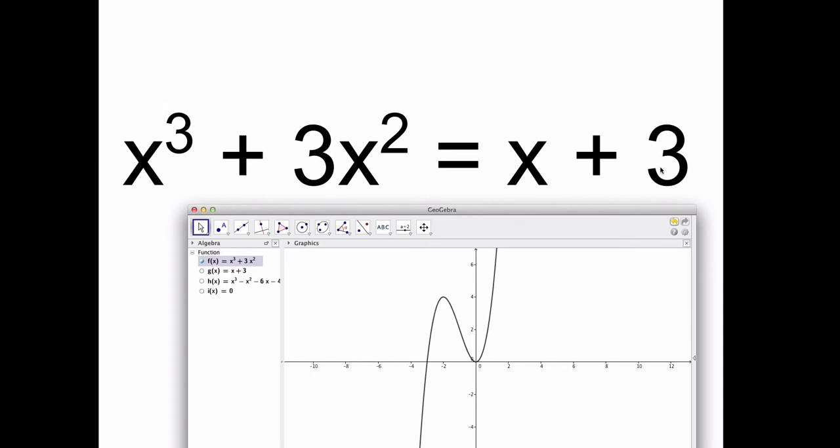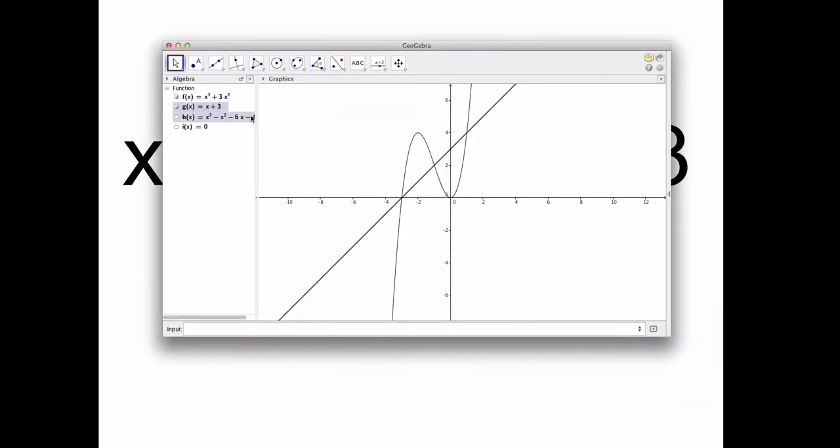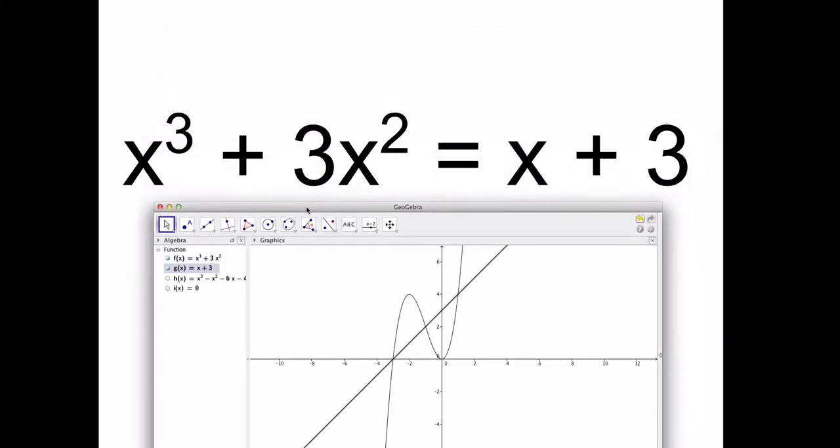And then on the right side of the equation we have x plus 3, a line. I put that in as a separate function. Let me make it visible. And here's the line. Okay, so a way that you can solve a problem like this is by finding the intersection points. So these two things are equal to each other in these three places. And the x values of those three places are the x's that make this equation true.